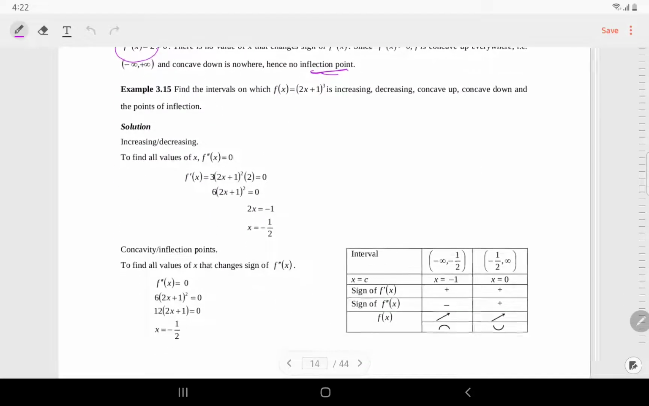Okay, another example. Okay, given this function. So, untuk cari increasing, decreasing, f double prime x equals 0. So, this is our f double prime x equal 0, and then selesaikan dapat x yang ni. Okay, x yang ni.